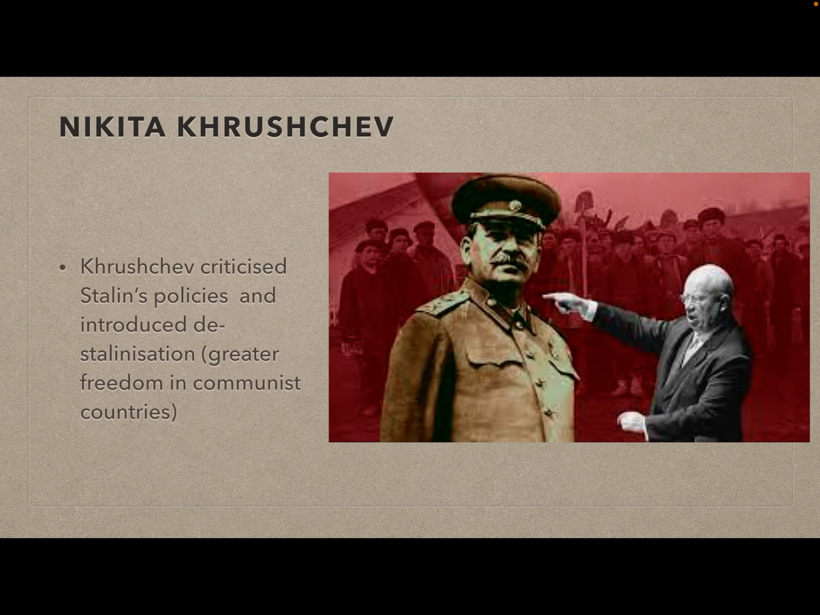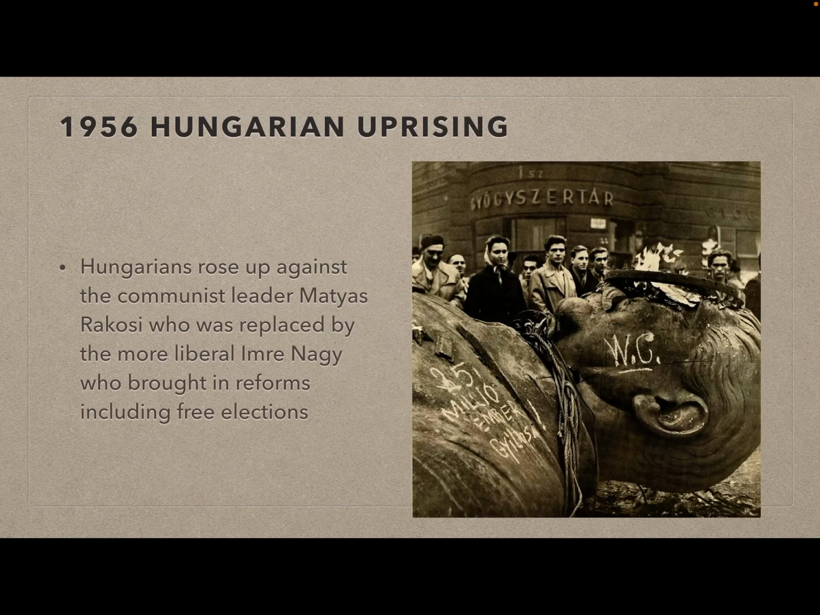The man who eventually took over from Stalin was Nikita Khrushchev. Now, he criticized Stalin's policies, and he adopted a policy known as de-Stalinization, which aimed to give people of the USSR and the Eastern Bloc greater freedoms. However, an uprising in Hungary in 1956 showed there was a limit to this freedom.